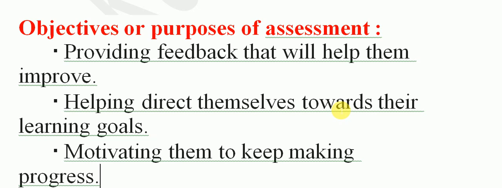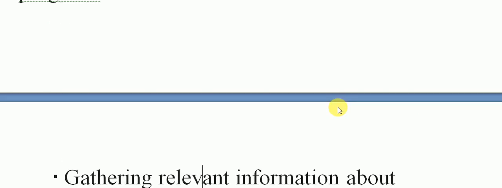If the student has a learning goal, the teacher must help them to direct toward the goal, motivating them to keep making progress. The teacher must motivate the student: this is your poor area, this is your strong area. You must improve your knowledge in this area in this way. So if we motivate by the end of the assessment, the student keeps making progress.